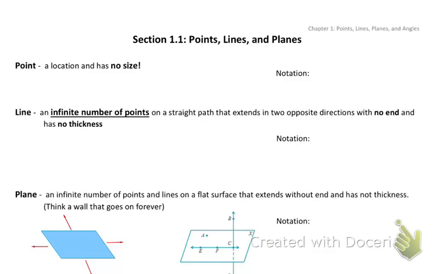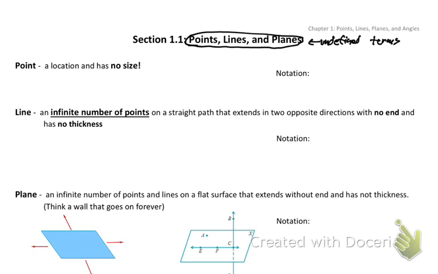Alright guys, we're starting off our unit with points, lines, and planes. So we're starting with the basic building blocks of geometry. Now I do want to point out that these three words, points, lines, and planes, are oftentimes called undefined terms. Basically, they are building blocks, so we just give them a description and we paint a picture with them.